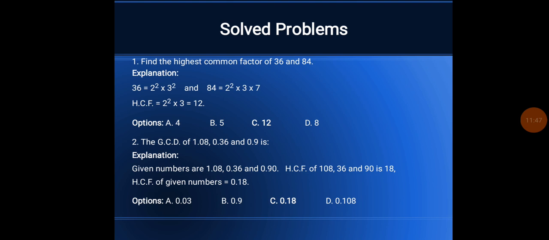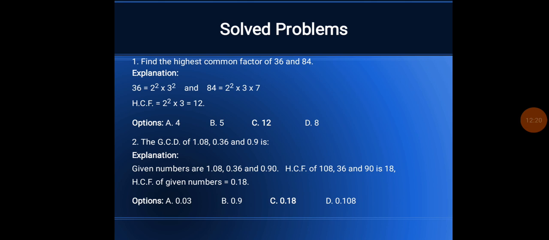Okay, next we take 0.36. After the decimal we have 2 digits, so multiply 0.36 by 100. Okay, next 0.9. After the decimal we have one digit, but in the question the other two numbers, 1.08 and 0.36, are multiplied by 100, so we have to multiply 0.9 by 100. So we multiply 1.08 by 100, 0.36 by 100 and 0.9 by 100.